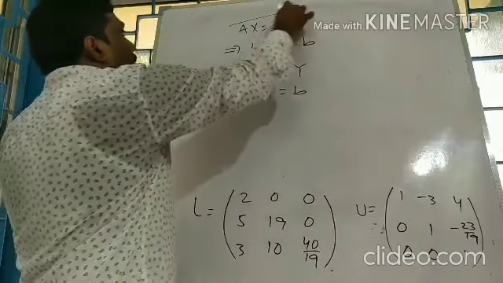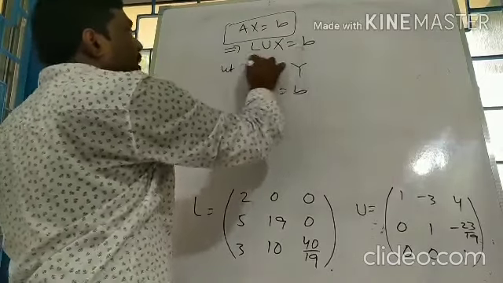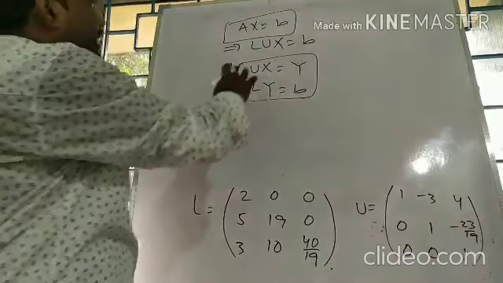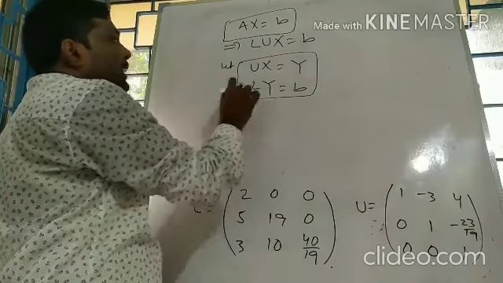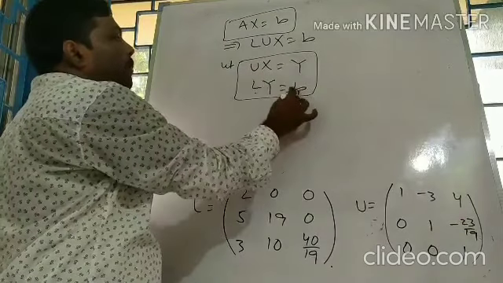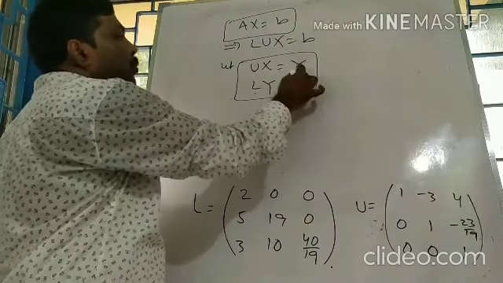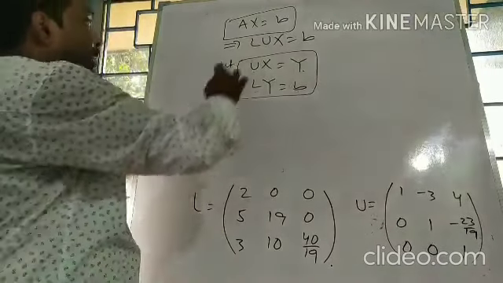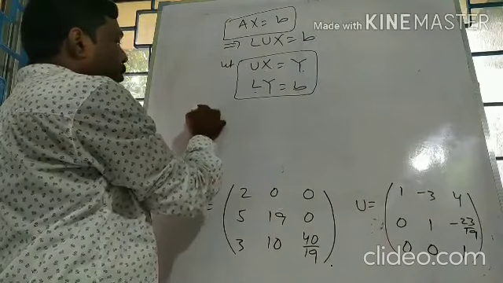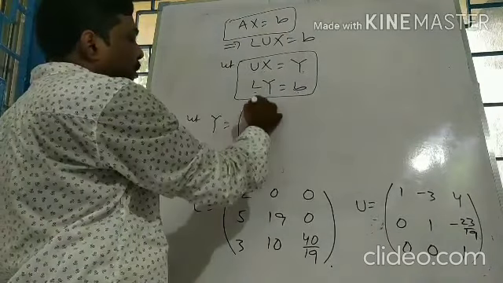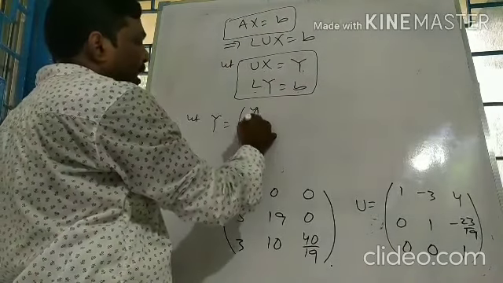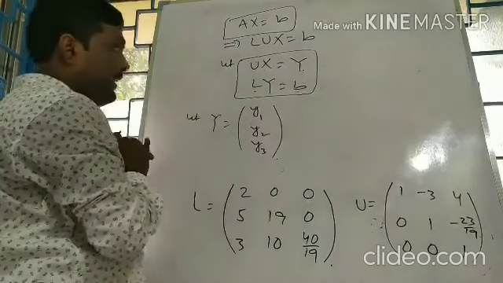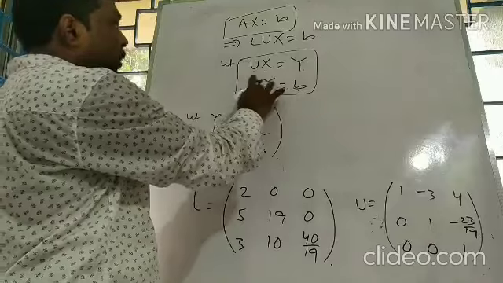So we have a system of equations Ax equals B. Now we convert this system into two systems of equations: Ux equals Y and Ly equals B. L is known, B is known. First calculate Y, then put Y here; U known, Y known, calculate X. What is Y? Let Y be the vector Y1, Y2, Y3. So first we have to solve the system Ly equals B.